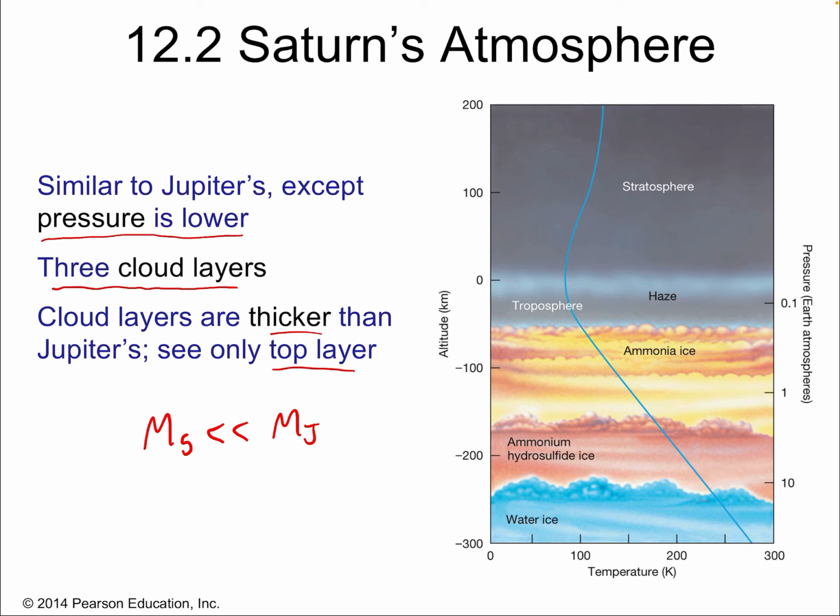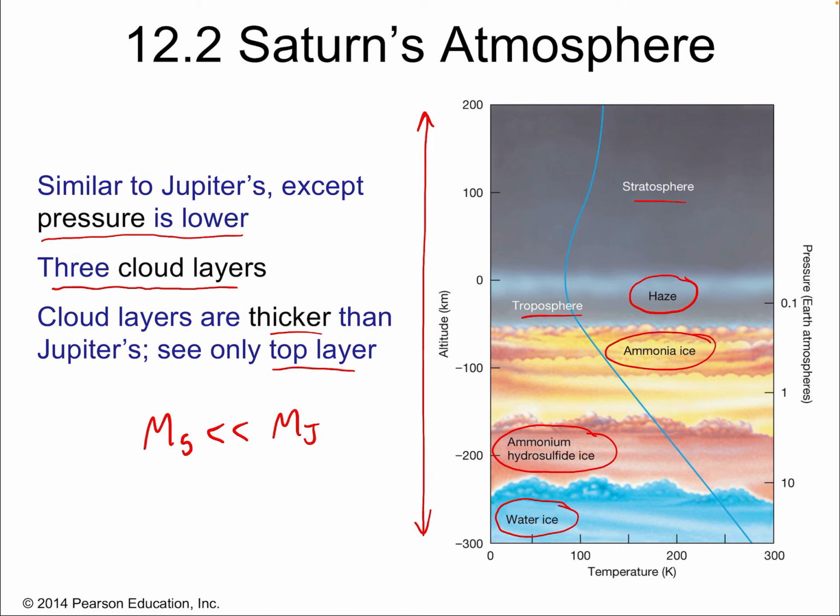All right, here is just a view of the different layers of Saturn's atmosphere, with the stratosphere, the haze that makes the subdued colors in the troposphere. We've got a cloud layer of ammonia ice. We've got a cloud layer of ammonium hydrosulfide ice. And below that, we have a cloud layer of water ice. Okay? And we can see that we have temperature variations.